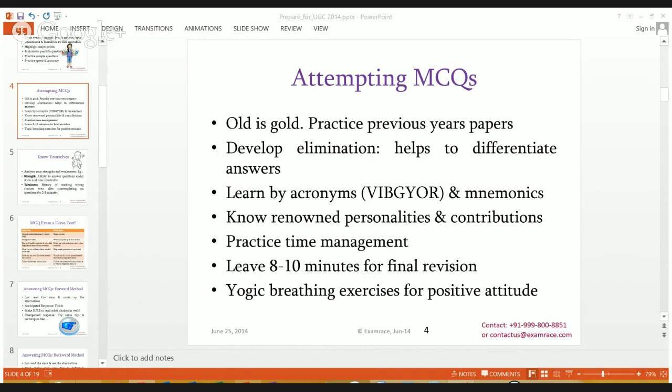And finally, have a positive attitude about yourself. Develop a lot of breathing and yoga exercises.